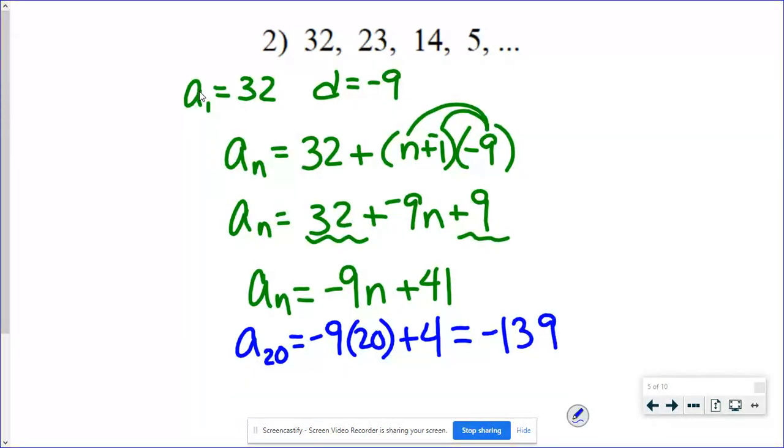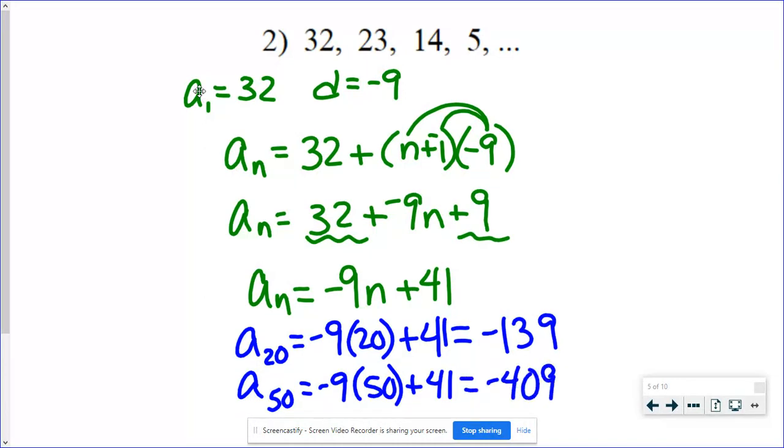is going to be negative 139. If I needed the 50th term, I would have negative 9 times 50, which is going to be a negative 450, plus, I didn't even write that one, plus 41. Now remember, that was a negative number plus a positive 41 is going to be, oh, and I just hit something wrong on my calculator. There we go. Negative 409.